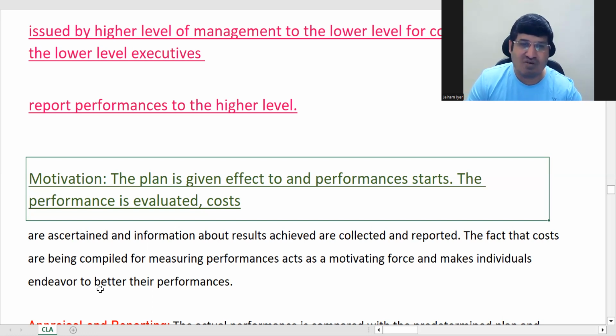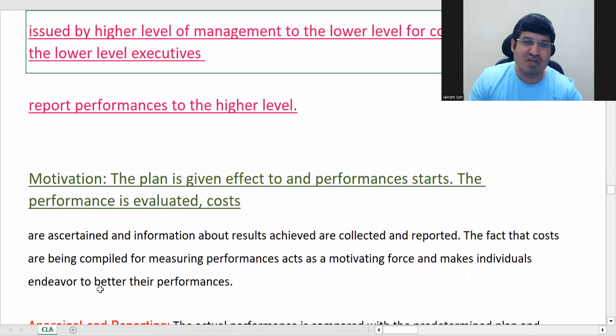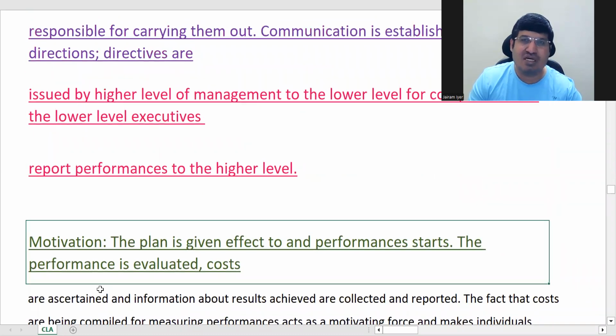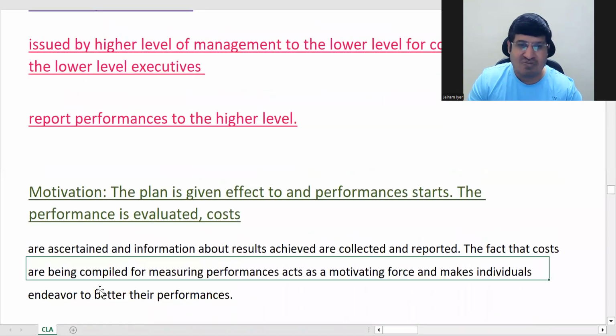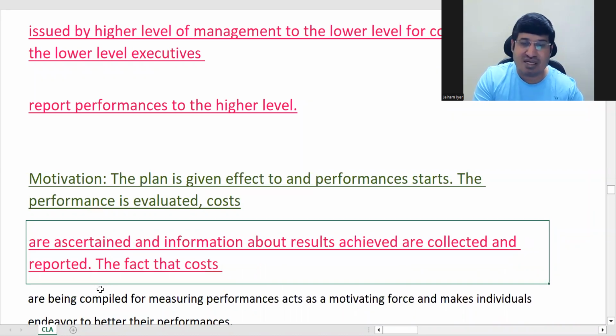Now, why it is called motivation is, motivation actually is the implementation stage. They have given it a fancy name, motivation, because once the plan is given effect, performance starts. When results are achieved, everyone is motivated because they know that their performance will be matched with the standards. That's how their performance will be analyzed.